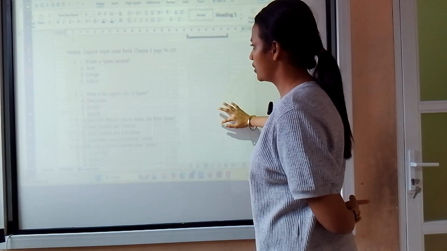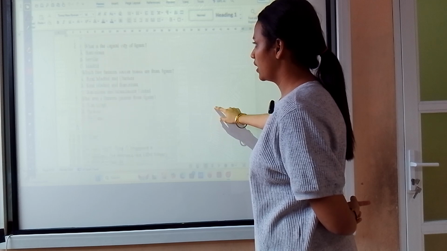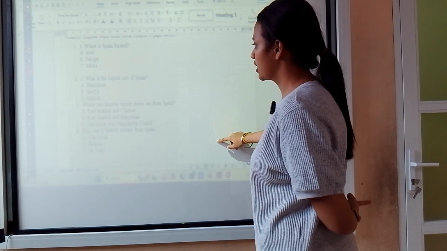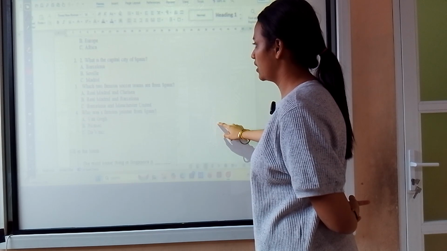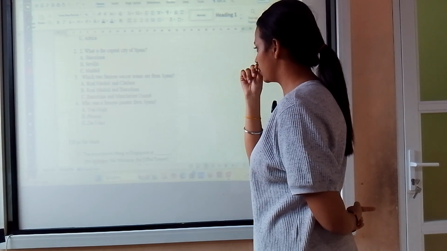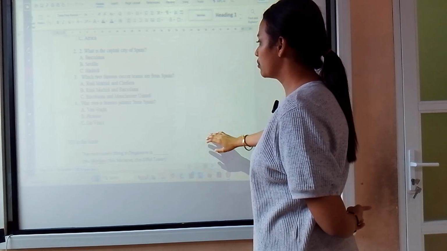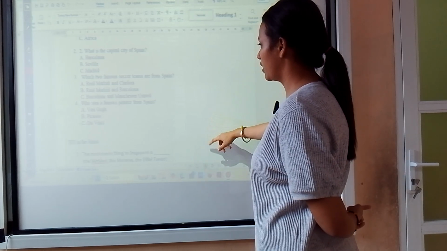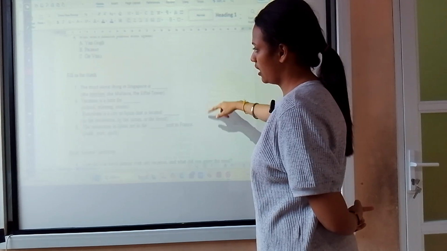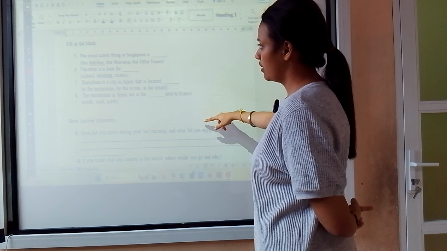English. Where is Spain located? Spain is located in Europe. And then, what is the capital city of Spain? It is Madrid. Which two famous soccer teams are from Spain? Real Madrid and Barcelona. Who was a famous painter from Spain? It is Picasso. And then, the most iconic thing in Singapore is the Marina.